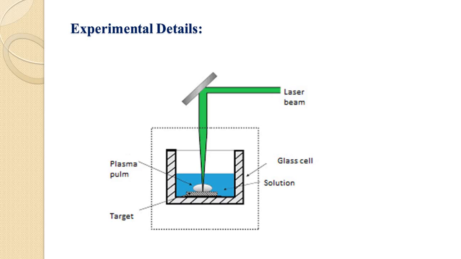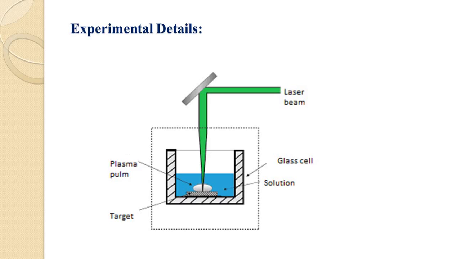The laser beam with average pulse energy of 150 millijoule was focused on the target through a focusing lens of focal length 50 cm after passing through a transmission window. The schematic of experimental setup is shown in figure. The laser fluence comes out to be 2.3 joule per centimeter square.